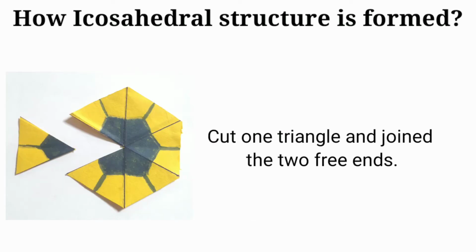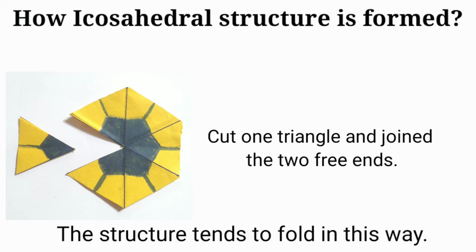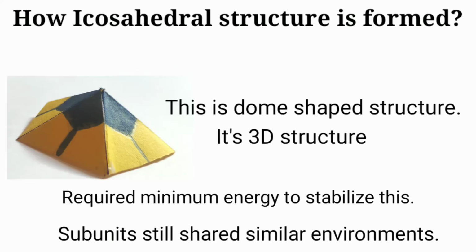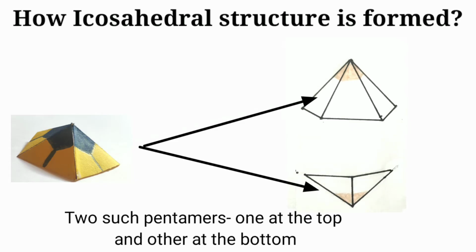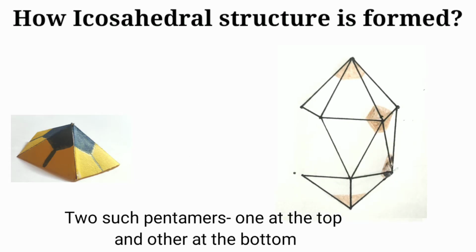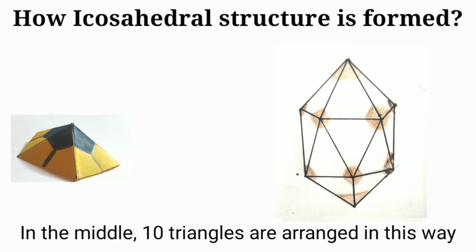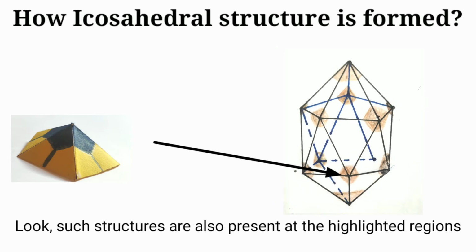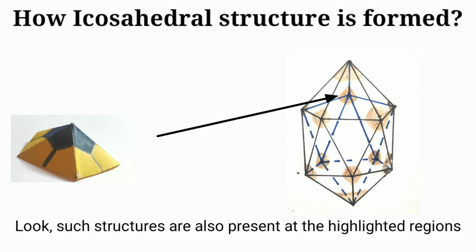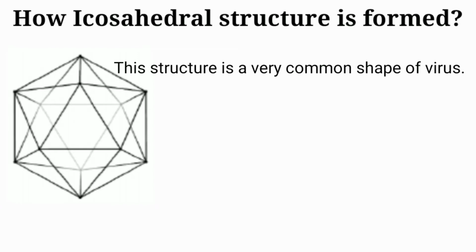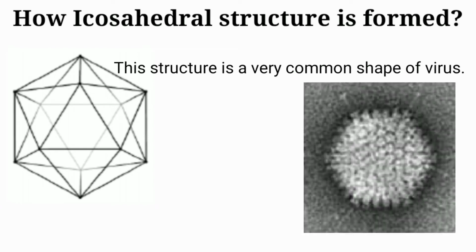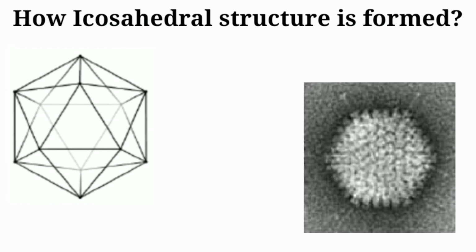So, if one triangle is removed and the two free ends are joined, then it will become like this, and a 3D or enclosed structure will form. If this structure is placed at the top and at the bottom, and the middle portion is filled with 10 such triangles, an enclosed structure will form. This is called an icosahedral structure. Most viruses assume this type of structure or a more or less similar structure like this.